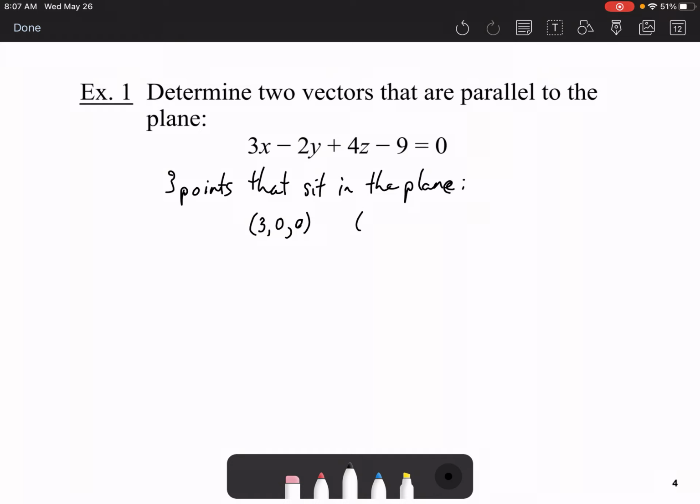So another possible point is 3, and we can make this one 2 and this value 1. That would still equal 0. So you can choose anything that would work out that would make this true. You can make this one 2, you can make this 3, and this one 0. So you don't necessarily only have to use the x, y, and z intercepts, but you can use any points that you like.